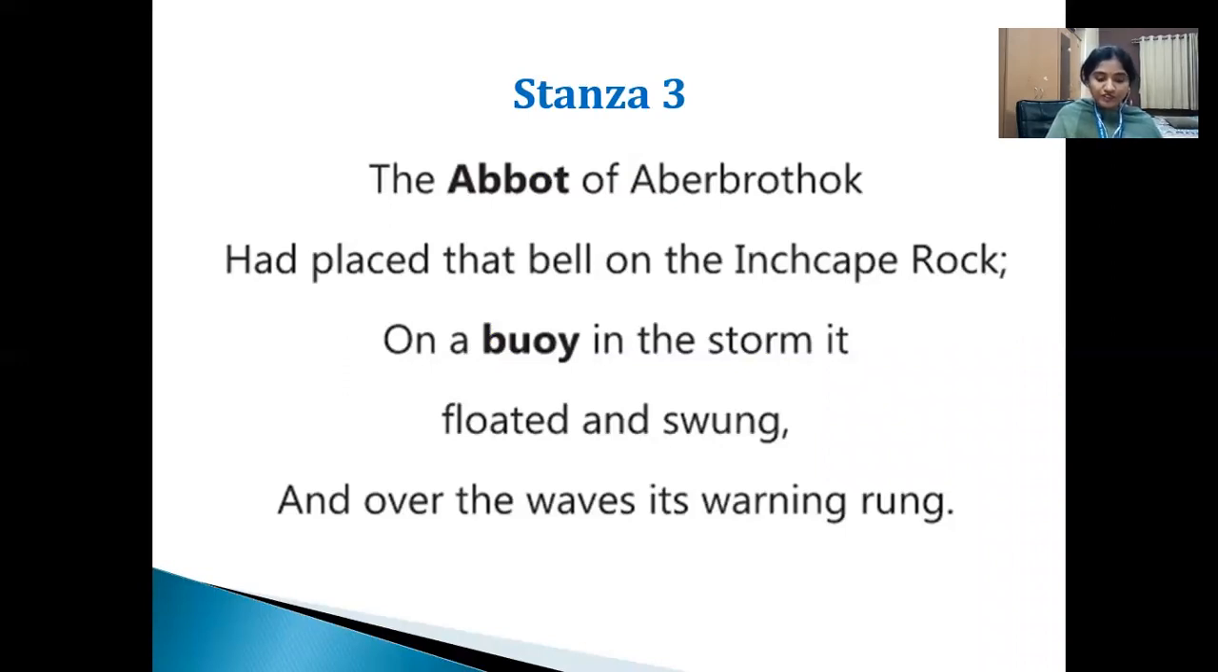In this third stanza, the poet has used the poetic device inversion. Inversion is a term which refers to inverting the normal word order in a sentence to maintain a particular meter or rhyming scheme. Here, on a buoy in the storm, it floated and swung is used.